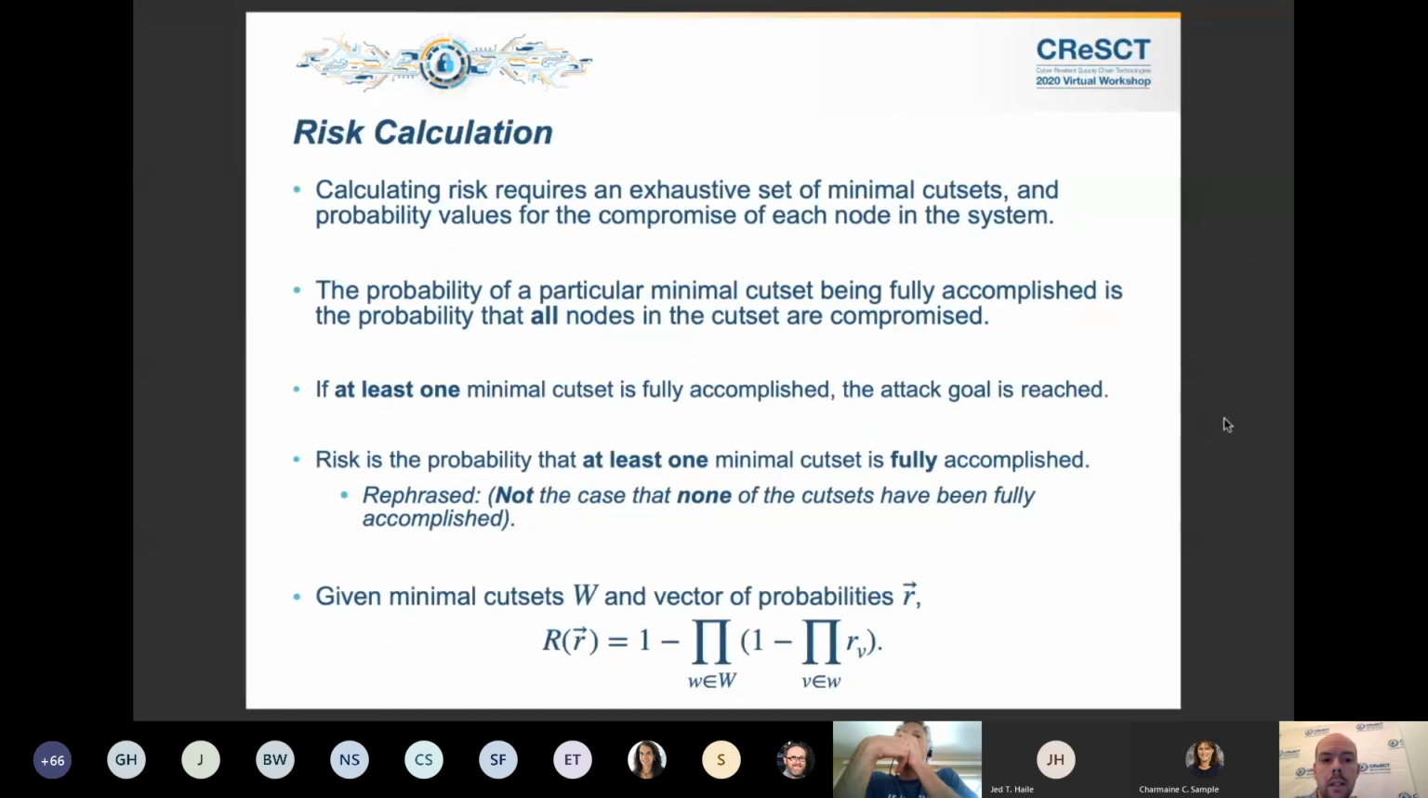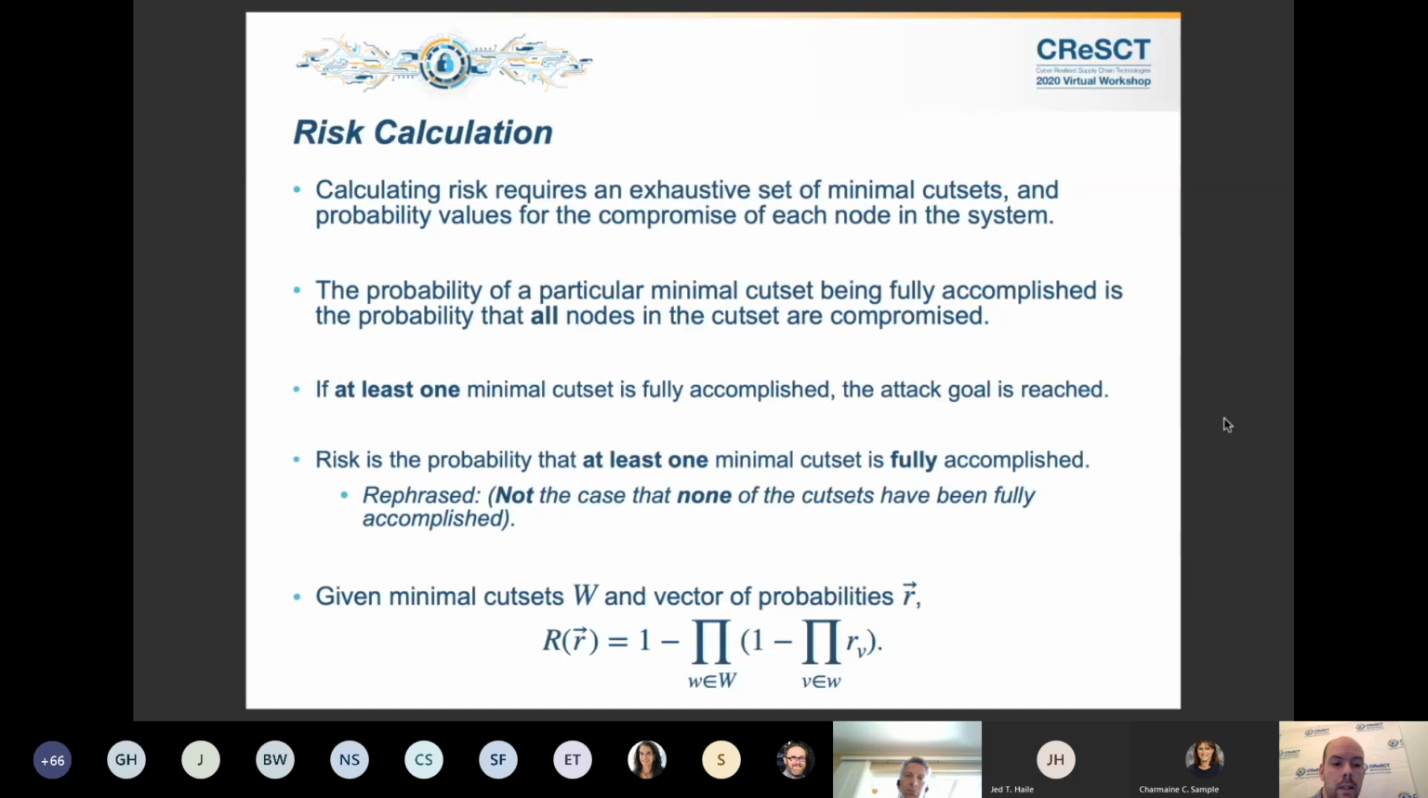If we have the minimal cut sets for a system, and if we have probability values that correspond to the probability that any particular node is compromised, then we can combine these two things to produce a risk value for the system. The probability of a particular minimal cut set being fully accomplished is the probability that all nodes in the cut set are compromised. If at least one minimal cut set is fully accomplished, then the attack goal has been reached. So in general, risk would be the probability that at least one minimal cut set is fully accomplished.